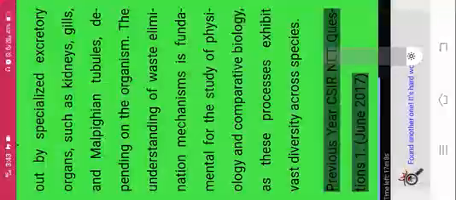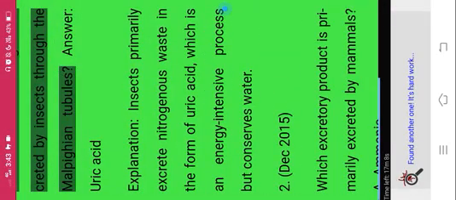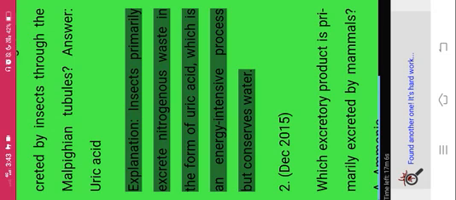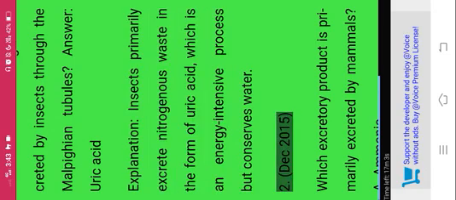vast diversity across species. Previous year CSIR NET questions. 1. June 2017. Which of the following is excreted by insects through the Malpighian tubules? Answer: uric acid. Explanation: insects primarily excrete nitrogenous waste in the form of uric acid, which is an energy-intensive process but conserves water. 2. December 2015.